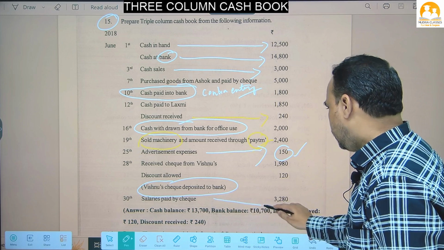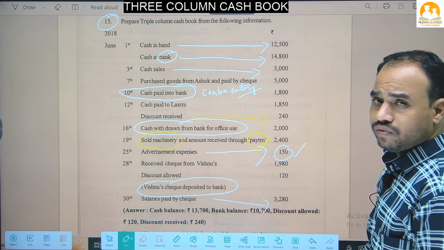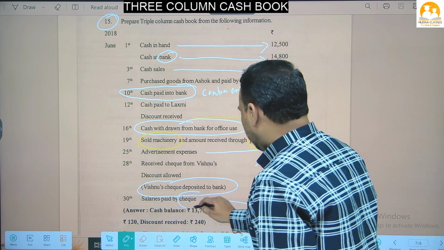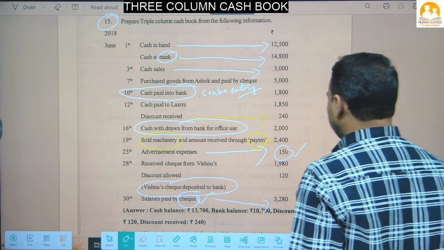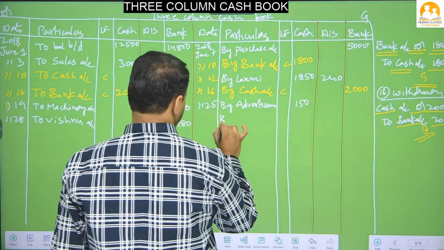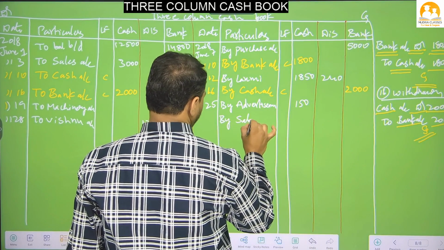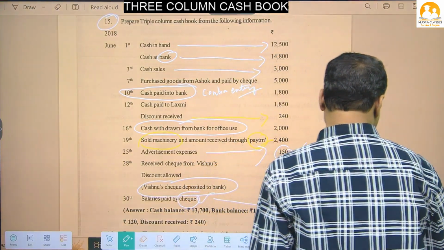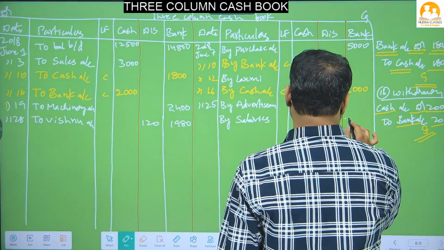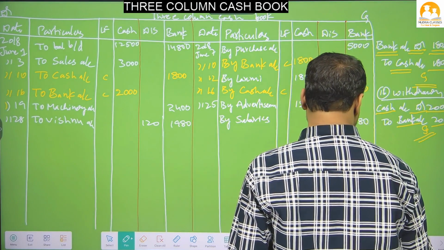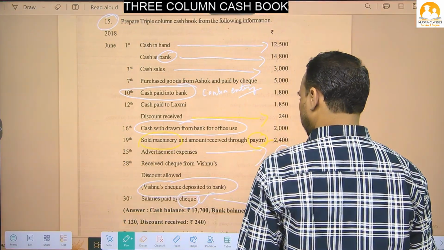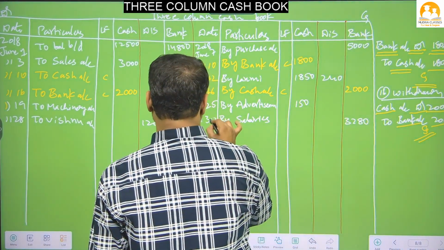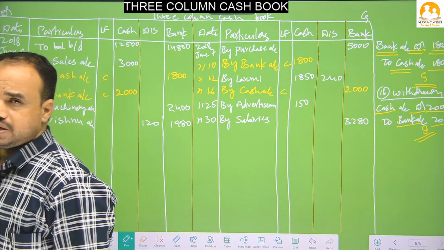Salary is paid by check. So cash is going from the business. Credit side we have to write by salaries and amount through paid check. So amount write in bank column. Credit side by salaries. Amount write in bank column, 3280. Okay, and date 30. So with this, all transactions completed in this problem.